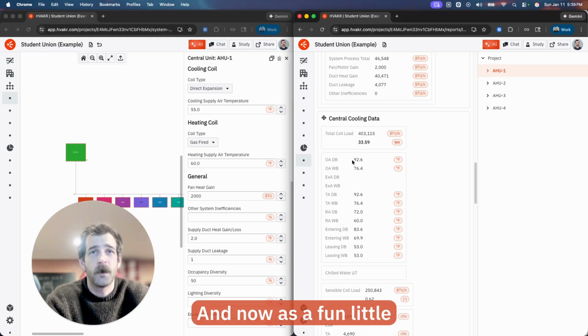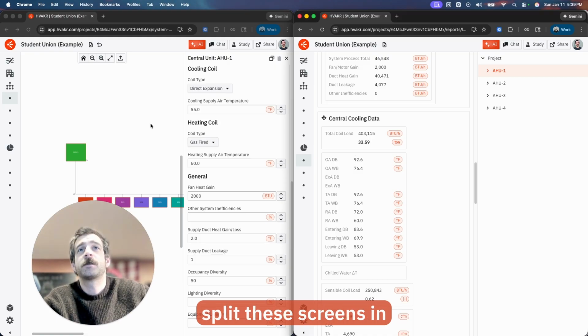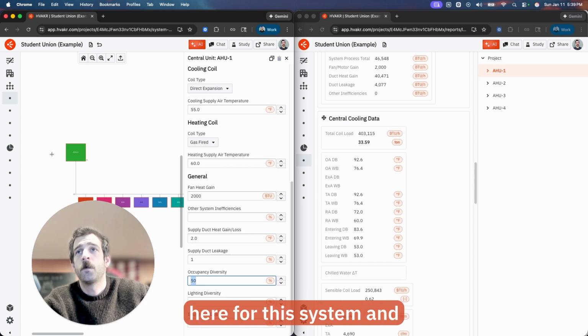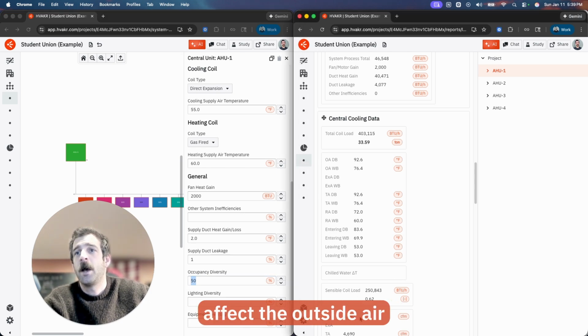And now, as a fun little demonstration, I just split these screens in HVAKR so that I can play around with the inputs over here for this system and see how that's going to affect the outside air intake required and ultimately the load on the coil.